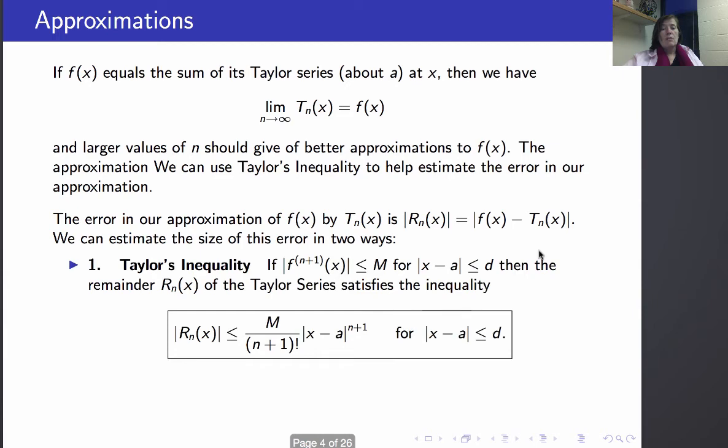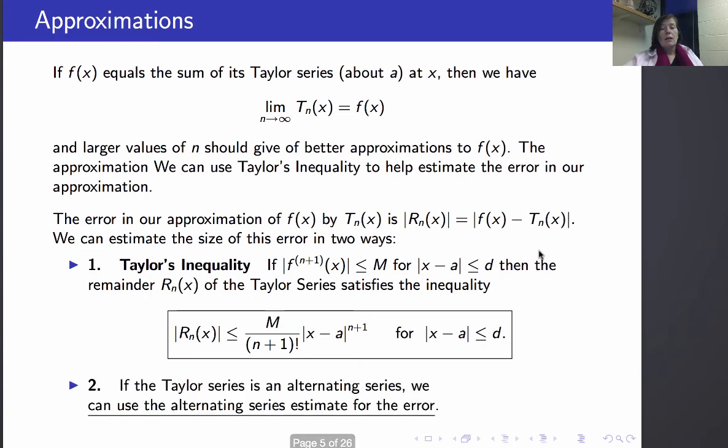We have two ways to estimate this error. We can use Taylor's inequality. We know that if we have an upper bound M for the n plus 1th derivative of f on a particular interval around a, then we know that the absolute value of the remainder is less than or equal to that bound times the absolute value of x minus a to the n plus 1 over (n plus 1) factorial. And also, if our Taylor series is an alternating series, we can always use the alternating series estimate for the error, with the upper bound for the error being the absolute value of the n plus 1th term.